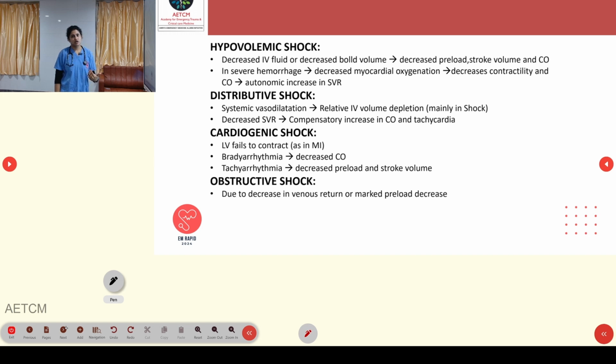Coming to distributive shock, it may cause systemic vasodilatation, which causes relative intravascular volume depletion, and decreased systemic vascular resistance, which causes a compensatory increase in cardiac output and tachycardia. Coming to cardiogenic shock, when the left ventricle fails to contract, mainly in MI, and in bradyarrhythmia, decreased cardiac output will occur. In tachyarrhythmia, there will be decreased preload and stroke volume. Then obstructive shock is due to decrease in venous return or marked preload decrease.